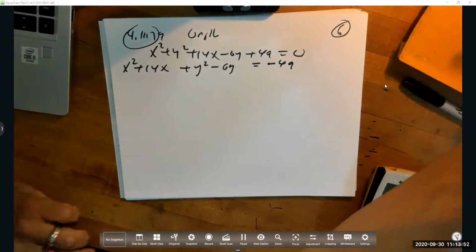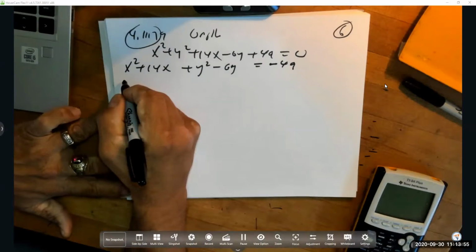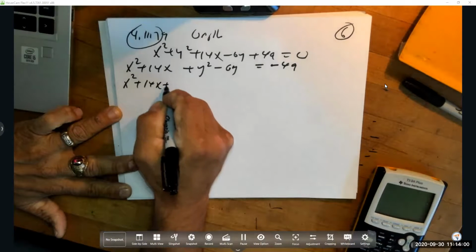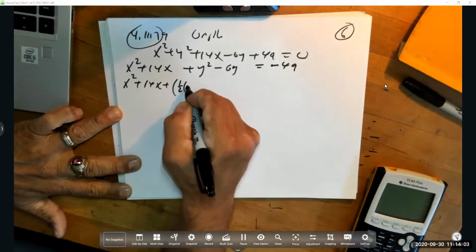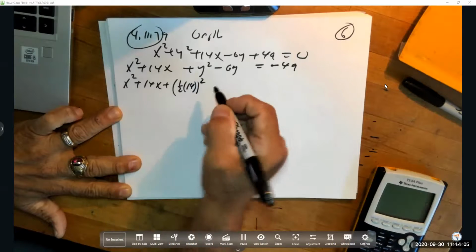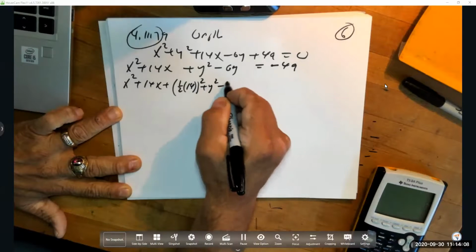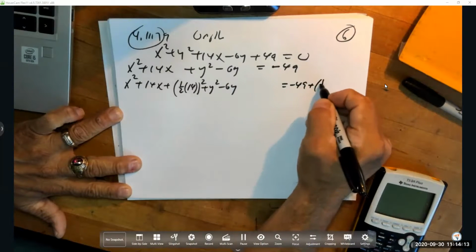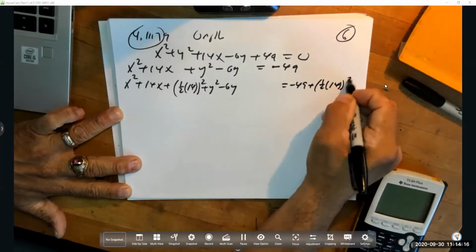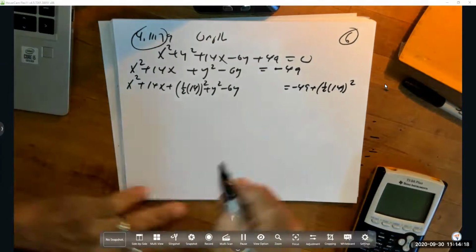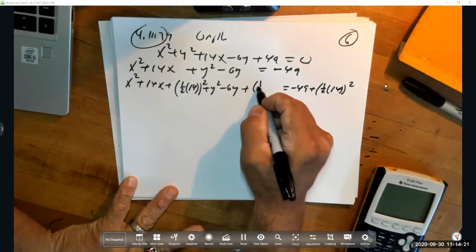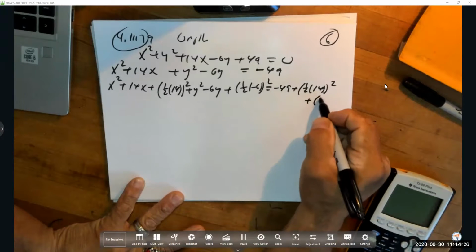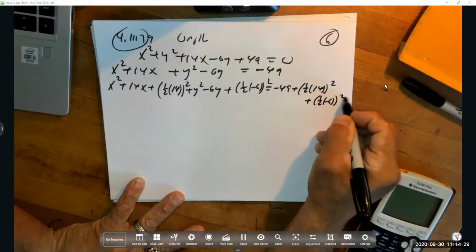All right, now you're going to do that magic step. x squared plus 14x plus 1/2 of 14 squared. Okay. And then negative 49 is here, plus 1/2 of 14 squared, added there. Now the y, I'm going to get 1/2 of negative 6 squared, plus 1/2 of negative 6 squared.